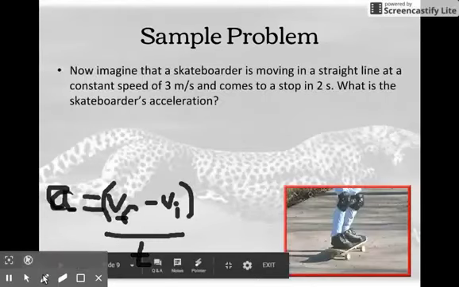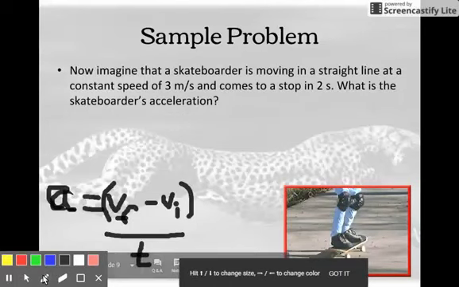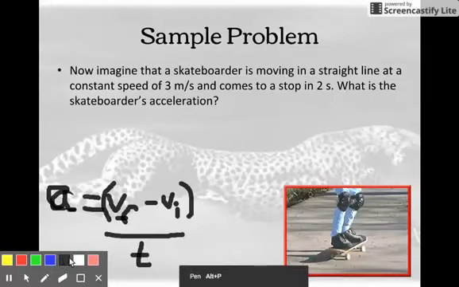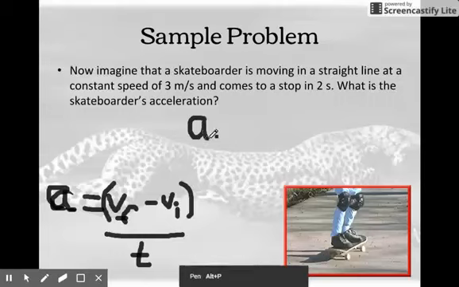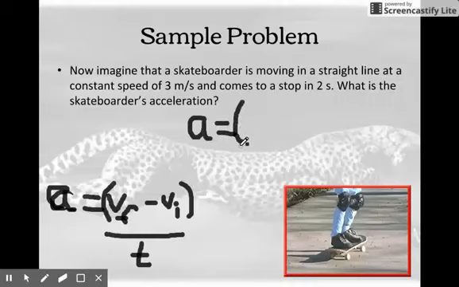So now imagine a skateboarder is moving in a straight line at a constant speed of 3 meters per second and comes to a stop in 2 seconds. What is the acceleration? So still finding acceleration. My final velocity, so at the end, what am I moving? It says I come to a stop, so that means my final velocity is 0 because I come to a stop, minus my initial speed. So initially I was moving 3.